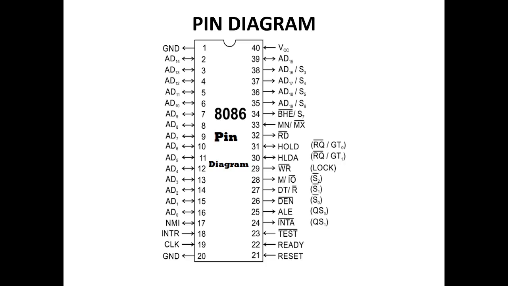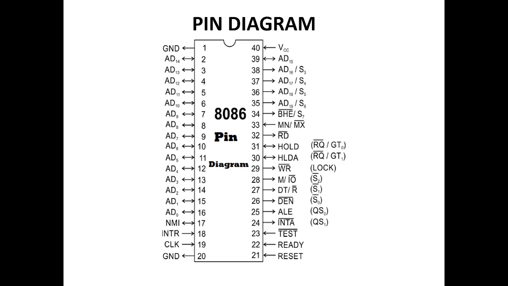Next, the maximum mode. In a maximum mode 8086 based system, an external bus controller, that means the Intel 8288, is used with the 8086 processor. It has to be employed to generate the bus control signals. In the maximum mode of operation, the important signals are MRDC, MWTC, IORC, IOWC, that means memory read command, memory write command, IO read command, IO write command, and then advanced memory write command and advanced IO write command.